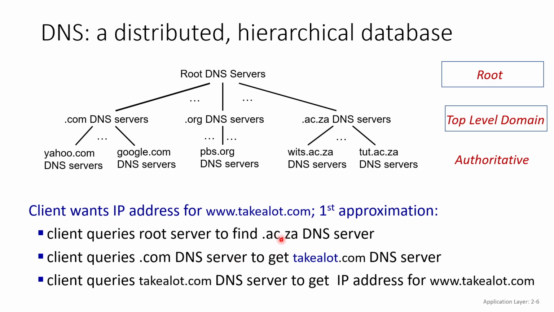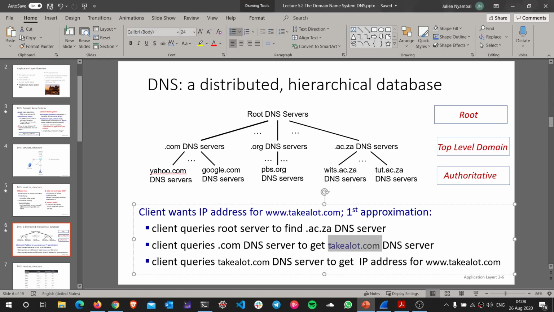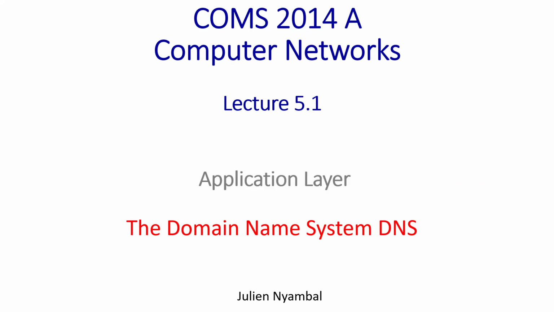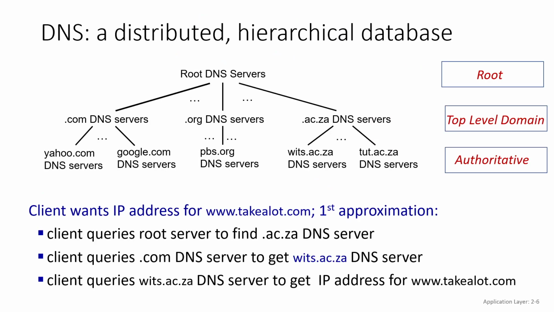Yeah, there was a little mismatch here. Let's assume that we're speaking about wits. In this instance, we're speaking about wits.ac.za. In mine, I had taken out a .com, but it wouldn't make much of a difference. Okay, let's roll with wits.ac.za. That's the best example.